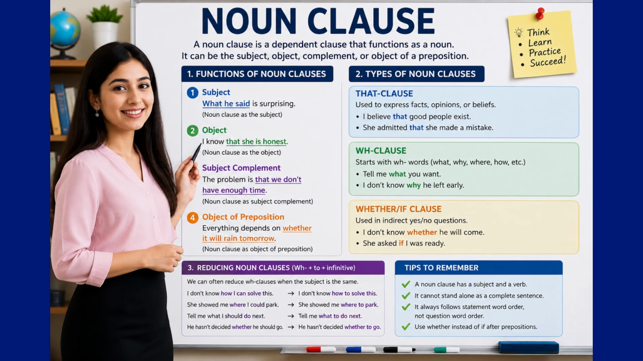The third type is the whether/if clause, which introduces indirect yes or no questions. For example, "I don't know whether he will come." "She asked if I needed help." "We are discussing whether we should postpone the meeting."